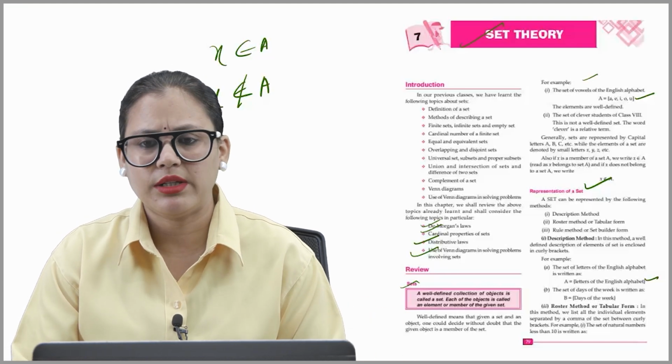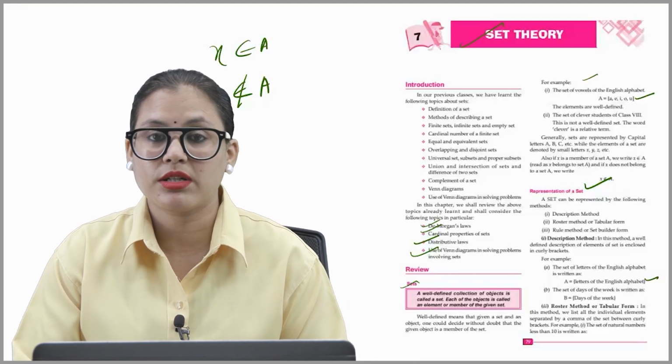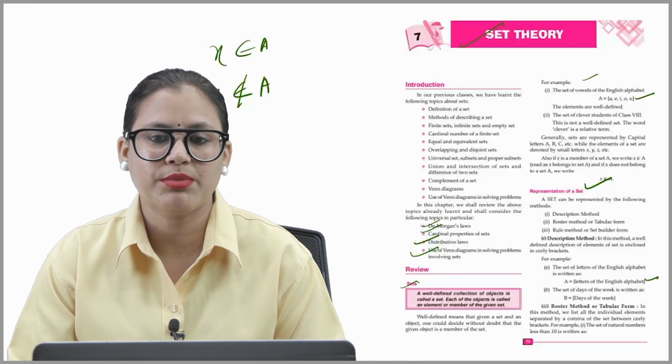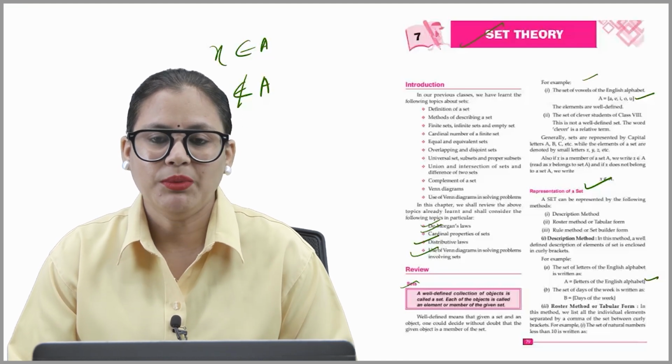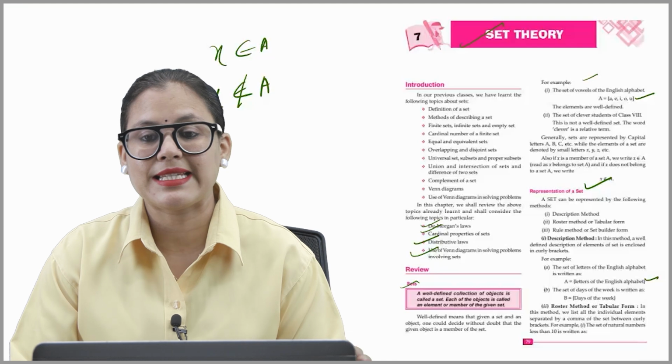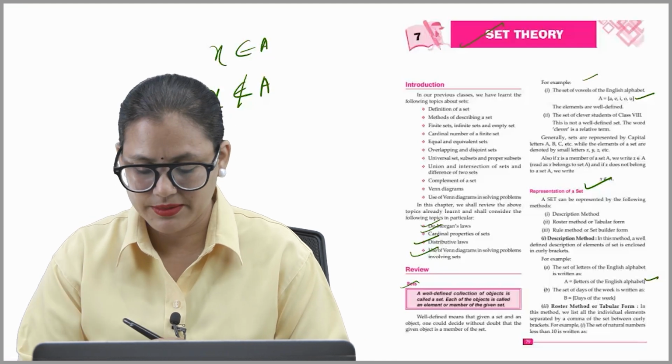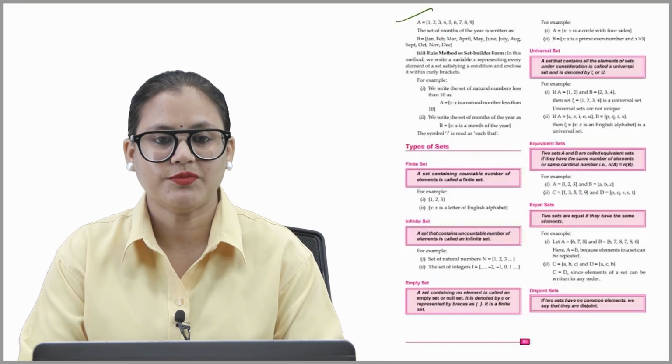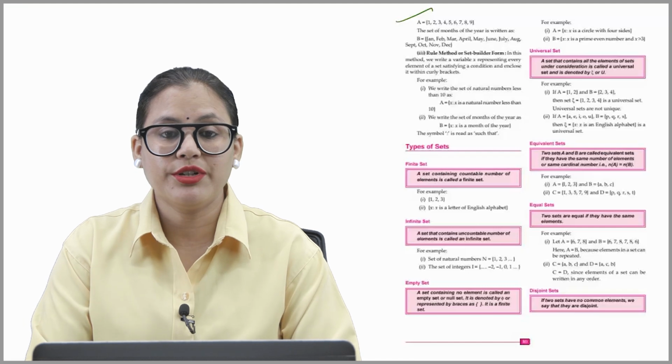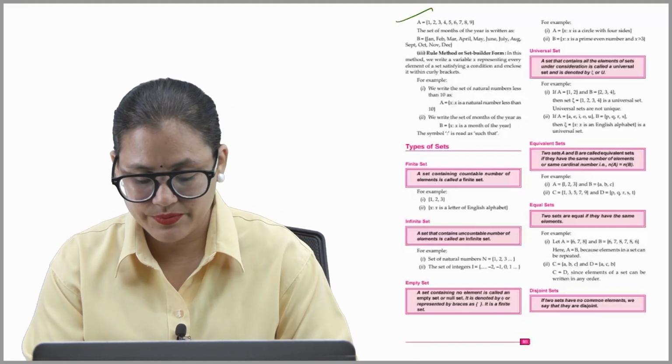Number 2 is roster method or tabular form. In this method, we list all the individual elements of the set, separated by commas, between curly brackets. For example, number 1, the set of natural numbers less than 10 is written like this. Number 2, the set of months of the year is written like this.